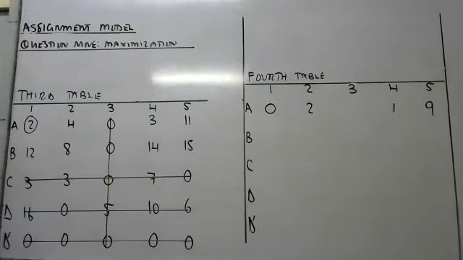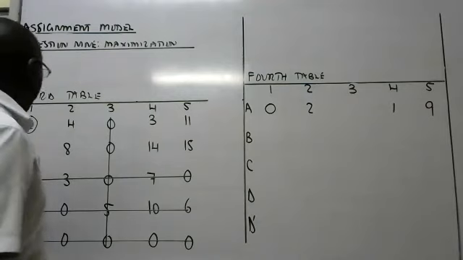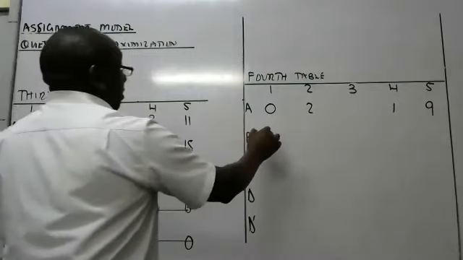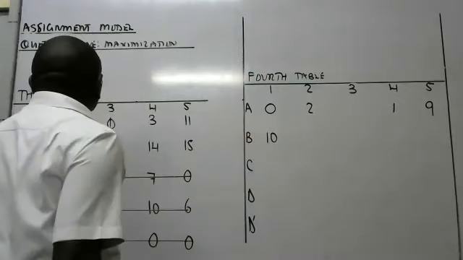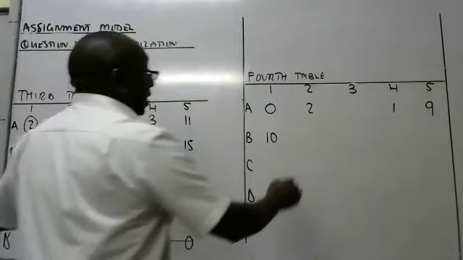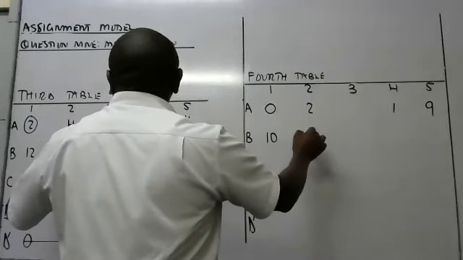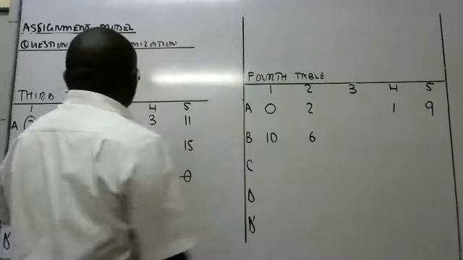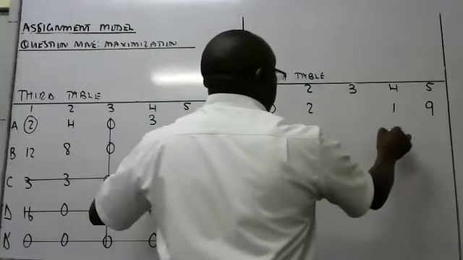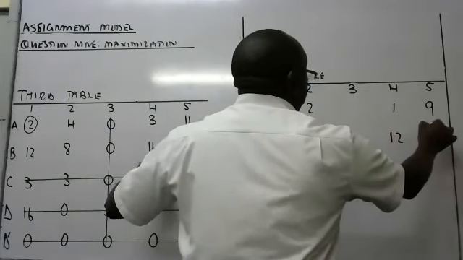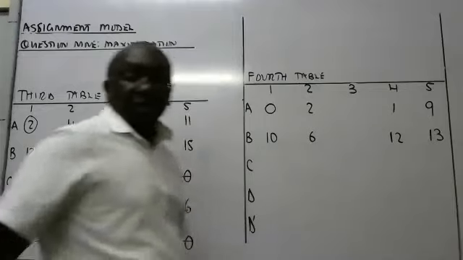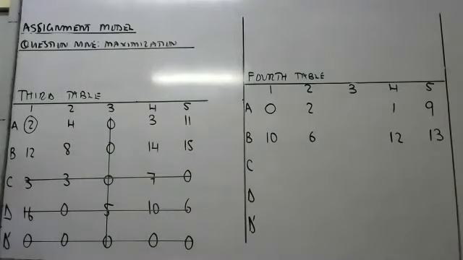When we subtract, that is what we have in A. When we come to B, 12 minus 2 is 10. 6 minus 2, and 8 minus 2 is 6. Then 14, we get 12. And this other one, we get 13. There is no other value that is not crossed over.